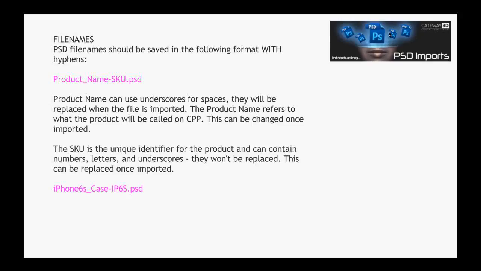So the product name can use underscore for spaces. They will be replaced when the file is imported. The product name refers to what it will be called in CPP. This could be changed later once it's been imported if you wanted to. And the SKU is the unique identifier for the product and can contain numbers, letters, and underscores. They won't be replaced, but this can be changed once it's imported.